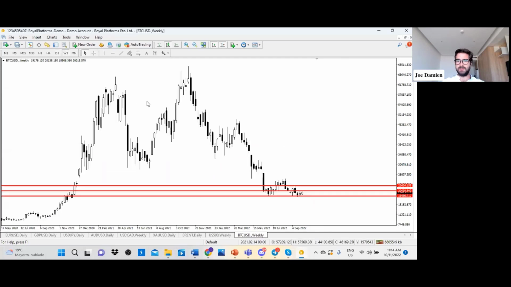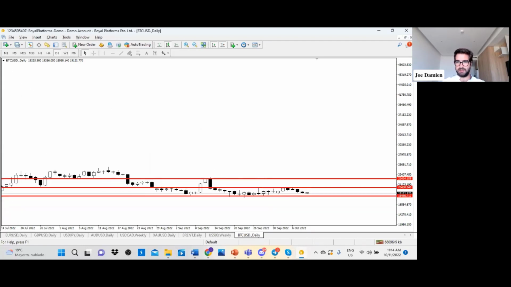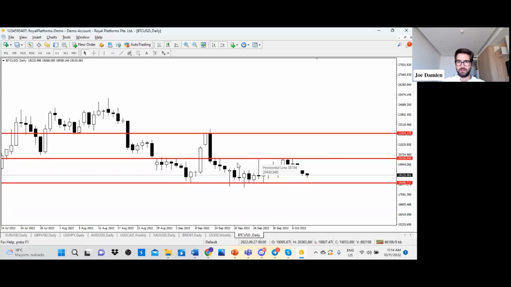BTC USD, it is clear that we are in a downward movement. There is no sign of a reversal to the upside. BTC is struggling as well. So here on the daily time frame, we are inside a range. This is the range. So we have the 18,460 as the lower end and the 20,420 as the higher end of this range.